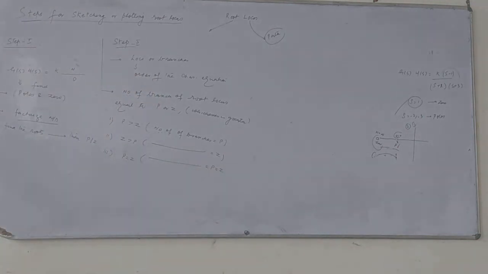So maximum of three cases can arise in the root locus for the number of branches. The number of branches will depend on P or Z, whichever is greater, but if they are equal, then it will be equal to both. Is all of this clear? Where will the branch start and where will it terminate? That is the next step. I think I did not draw a plot here, but always remember the number of branches will be equal to P or Z, whichever is there.